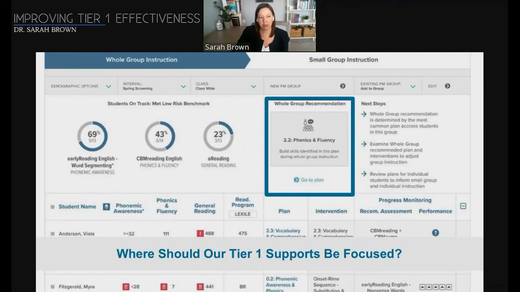This is an example from that report within FastBridge that I showed earlier. Here, this happens to be a reading example. It's going to show you exactly a recommendation for what to focus on, in both a plan form as well as specific interventions that you might use with the whole group. But you can use your universal screening. If you're using a different universal screening tool, you can use those data in different ways to help you identify some of the skills that we might be able to target.